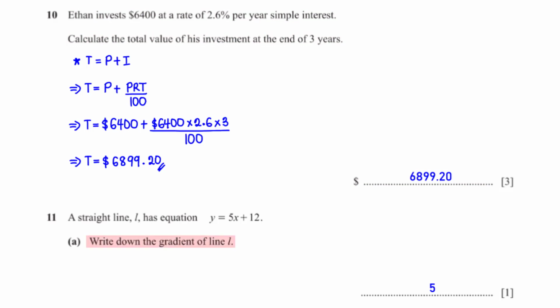A straight line L has equation y equals 5x plus 12. Write down the gradient of line L. The equation of the straight line has been expressed in the form y equals mx plus c. So the coefficient of the x term is its gradient, and that is 5.